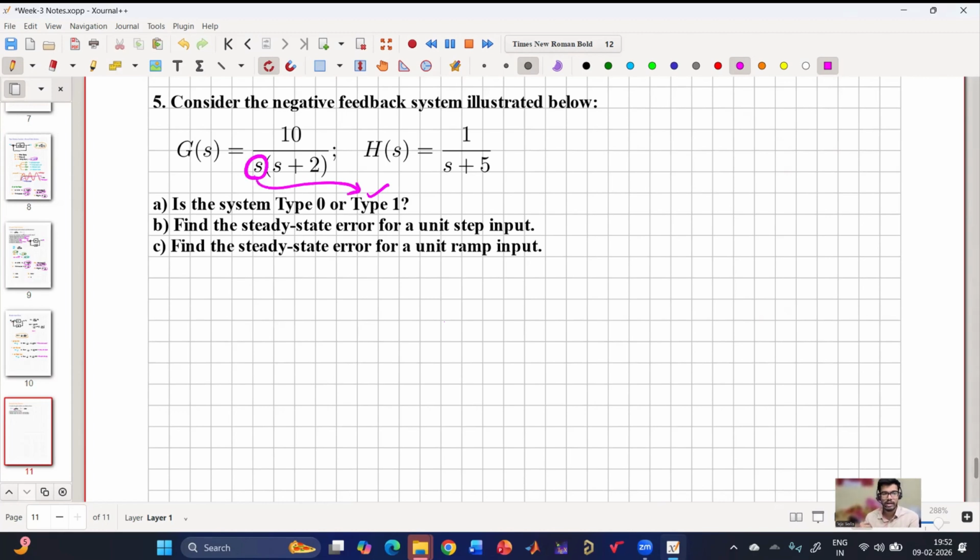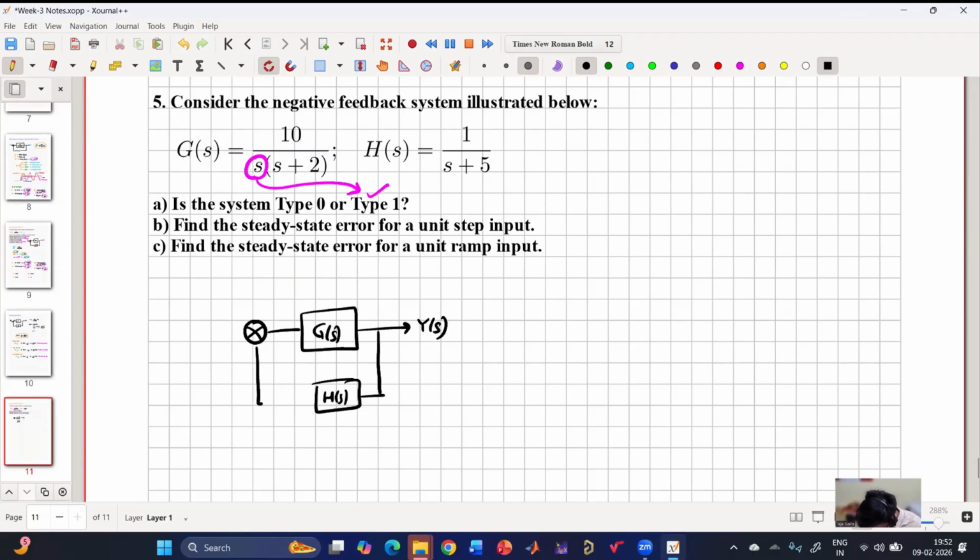Okay, previously we derived the steady state error for H of S equals 1. But in this question, H of S is not 1, so let us rederive it again. We have E of S, G of S, Y of S, H of S, then negative, R of S, and this is E of S. Let me quickly derive.